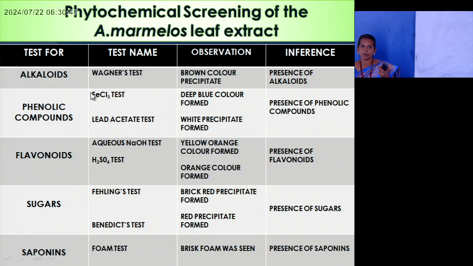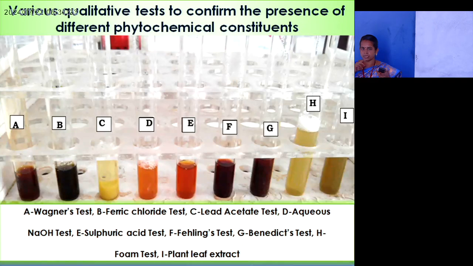For phenolic compound analysis, we use two methods, the ferric chloride test and the lead acetate test. The ferric chloride test gives a deep blue color, and the lead acetate test gives a white precipitate. For flavonoid analysis, a yellow color change is observed, showing the presence of flavonoids. For sugar analysis, we use Fehling's reagent to confirm the sugar present in the leaf extract. For saponins, we perform the foam test. The presence of foam indicates that saponins are present in the leaf extract.